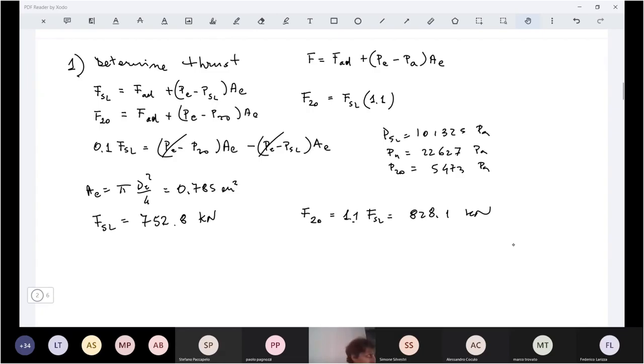So at this point, if you like, you can also compute the vacuum thrust, that is, of course, the adapted thrust plus PE AE, or the sea level thrust plus PSL AE. And it'll be a little bit higher, 832.4 kilonewtons.